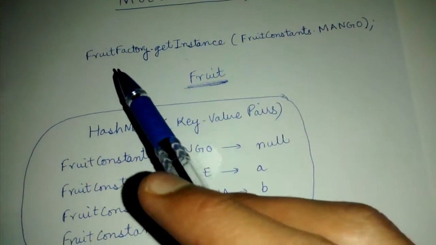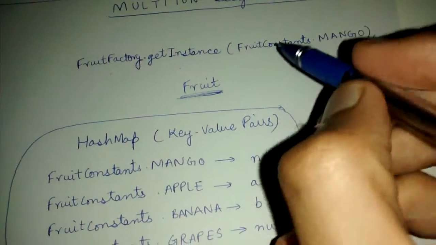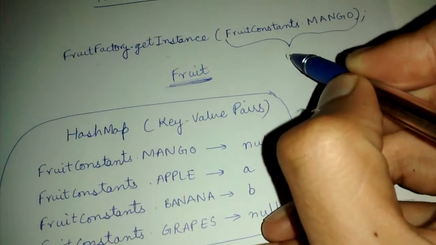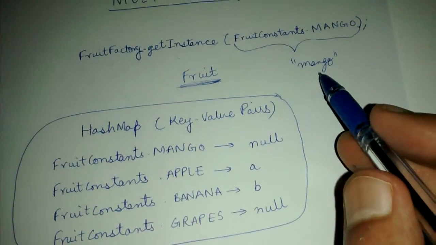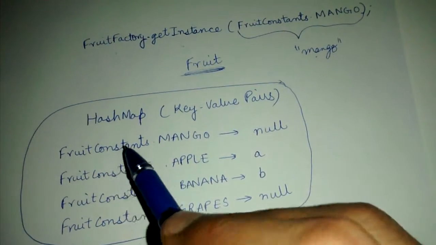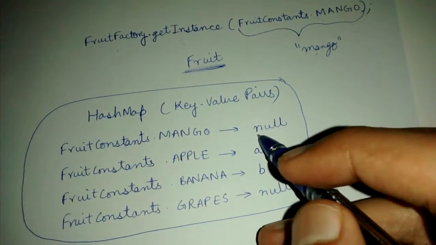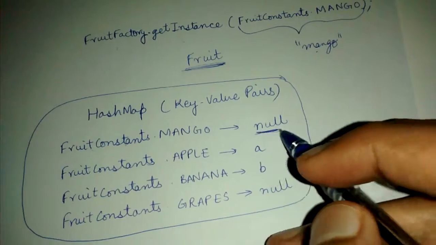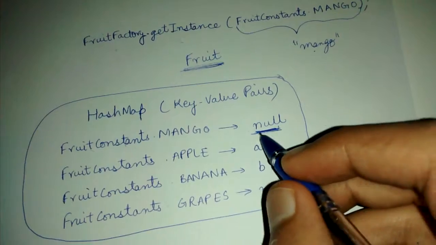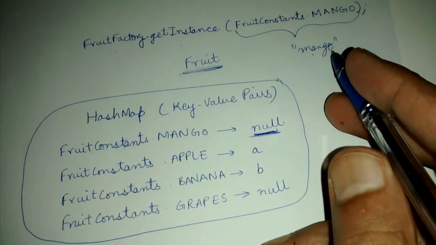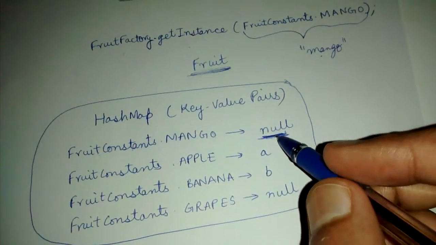So if I say FruitFactory.getInstance(FruitConstants.MANGO) for the first time, let's say this FruitConstants.MANGO has the value mango maybe. Then it will first check the hash map. This mango key has a null opposite to it, so we have not yet created a mango object. So we will create this fruit object and will return it. Also, while returning, we will store it in the hash map.